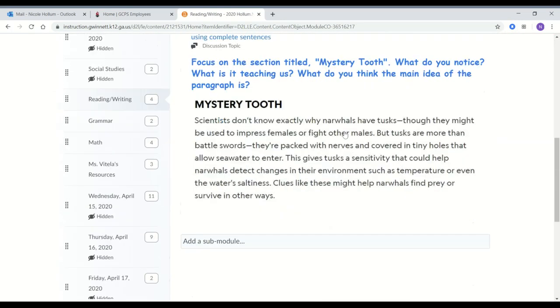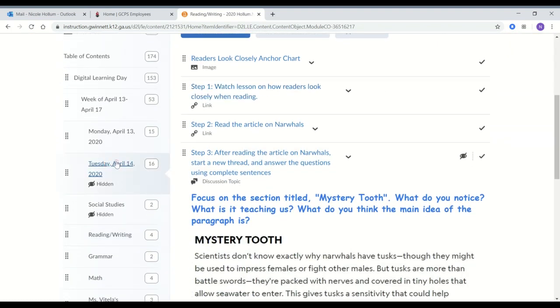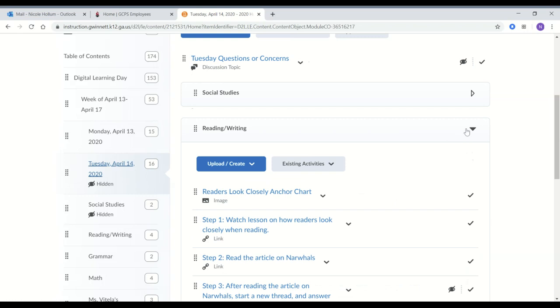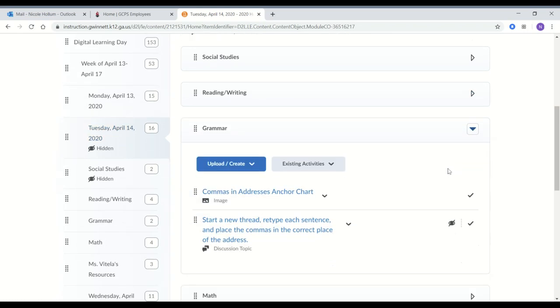So then when you're done, you can move on. You're going to go back to Tuesday. So you're done with social studies, done with reading and writing. You are going to do some grammar practice. Yesterday you watched a lesson with Miss Phillips about how to put commas in an address. This is going to be another discussion, and you're going to have to retype the sentences and put the commas in the correct place of the address.